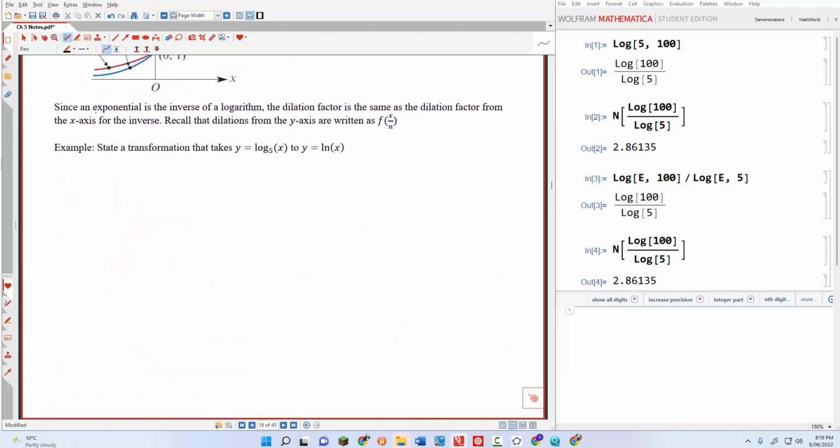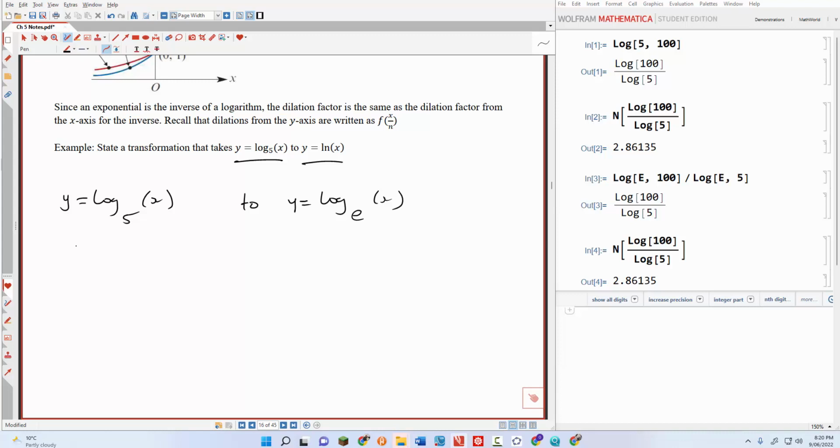So what we want to do then is state a transformation that takes this to this. We want to go from y equals log base 5 of x to y equals log base e of x. So what's the move that we would make? Essentially, I want to get that to look like this. So what do I do to this to get it to look like that?